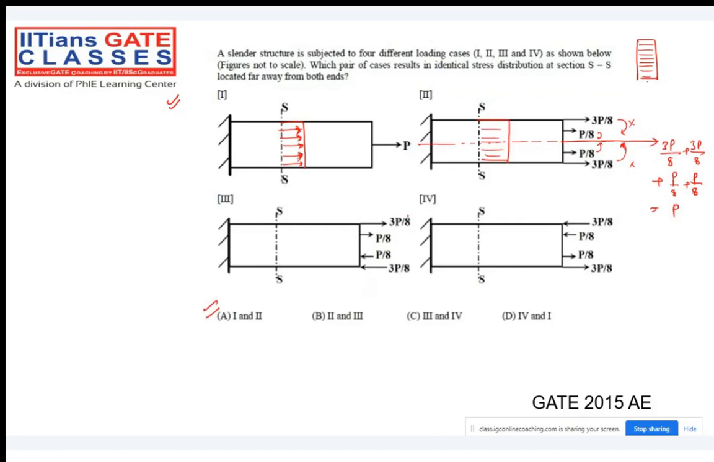So here only we got the answer, but let's see the third and fourth option also. 3P by 8 and 3P by 8, they will create the moment like this. This 3P by 8 and P by 8 will create the moment like this. So the net moment will be some kind of moment like this, as well as the axial force. So definitely stress distribution will not be uniform. Similarly, here also they will create the moment like this, and this will also create the moment like this, along with this normal force, P. Because how to transfer the load? I told you, no.